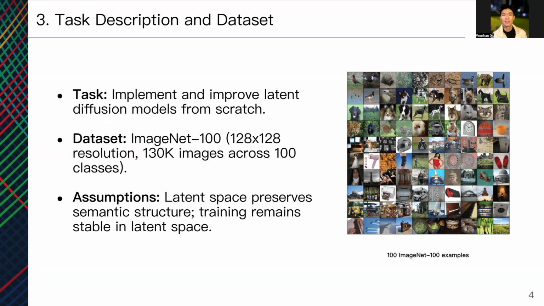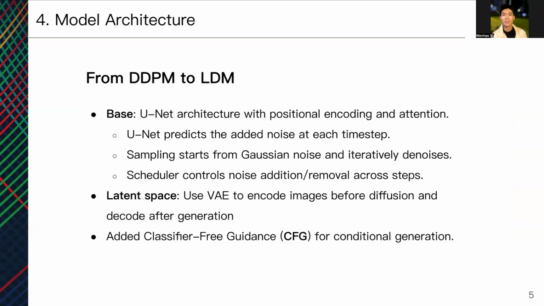The dataset we use is ImageNet 100, which is 130K images across 100 classes. And the assumption is that the latent space will preserve some semantic structure that could be useful in the later phases. First, we implement the DDPM with a UNet architecture. Later, we apply the VAE to encode the latent space and also decode it after generation. After that, we add classifier free guidance, CFG, for conditional generation.